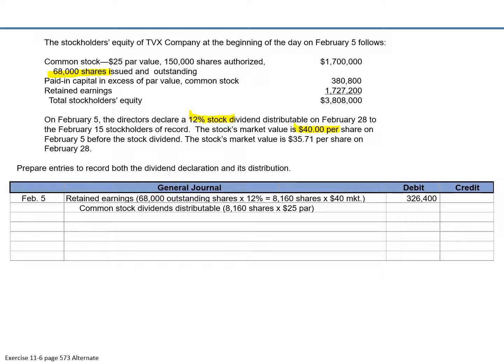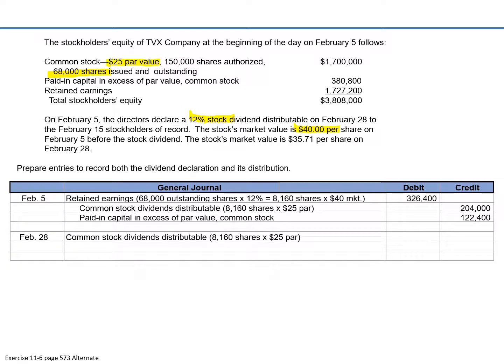That's our liability. We're going to record that at the par. So they tell us that the par value is $25. So we're going to take 8,160 shares times $25 for $204,000. And the difference goes to our paid-in capital in excess of par, $122,400. Then when we pay it, we're going to reduce our common stock dividend distributable liability. We do that with a debit. And we're going to recognize the additional common stock that we've issued at the par value, 8,160 shares times $25 par.